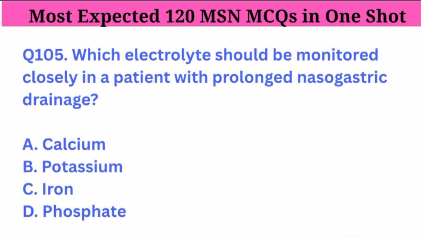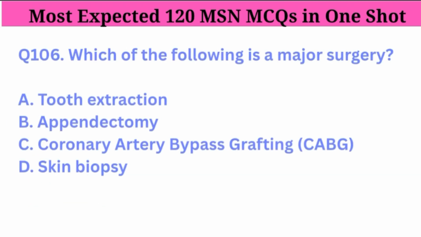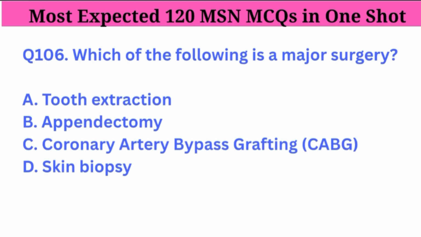Which electrolyte should be monitored closely in a patient with prolonged NG drainage? It's a repeated question. So, here your correct answer is option B, potassium. Which of the following is a major surgery? Your correct answer is option C, CABG or coronary artery bypass grafting.